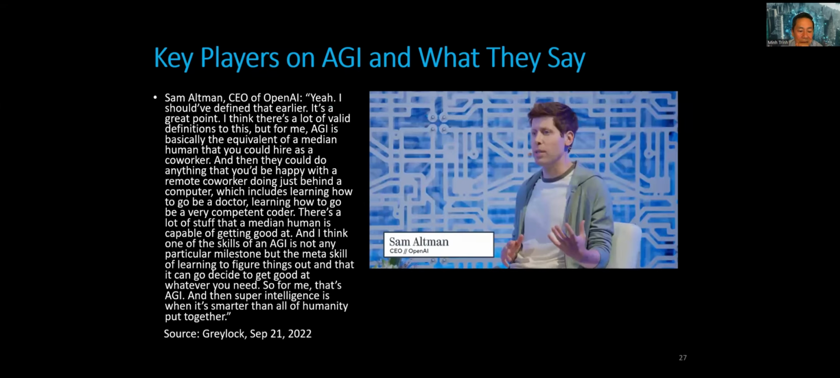Okay. So Sam Altman, he's really at the core of all this AI revolution, right? He's the CEO of OpenAI. His company has released ChatGPT, GPT-4, and so on. He's smart, so he doesn't give numbers, but he said that we'll get AGI.